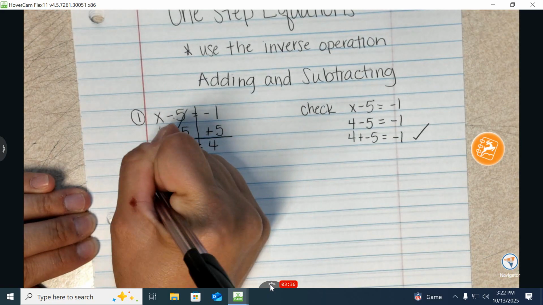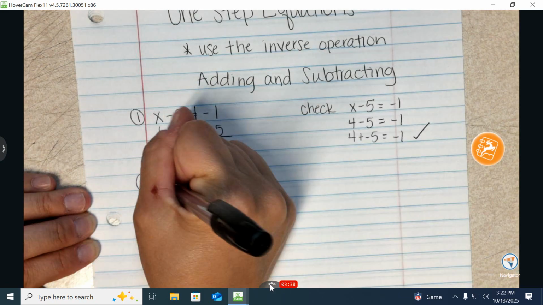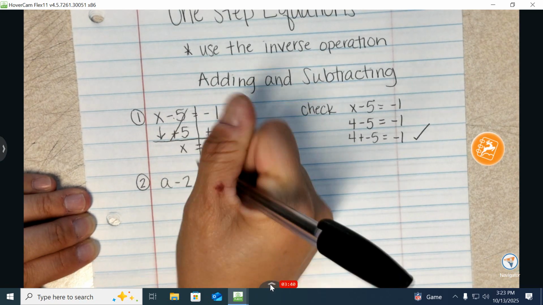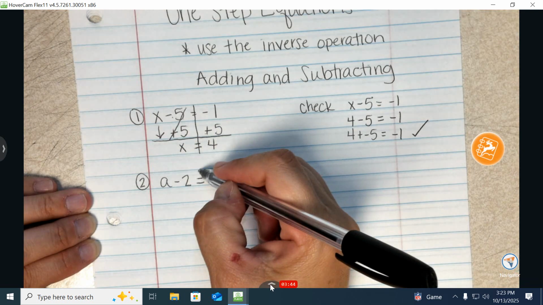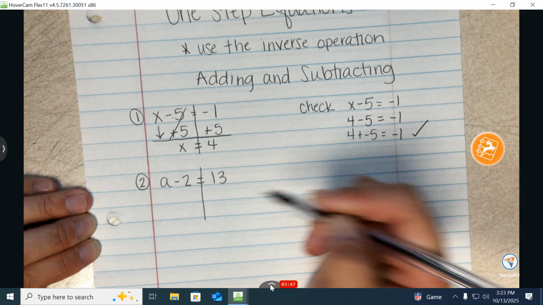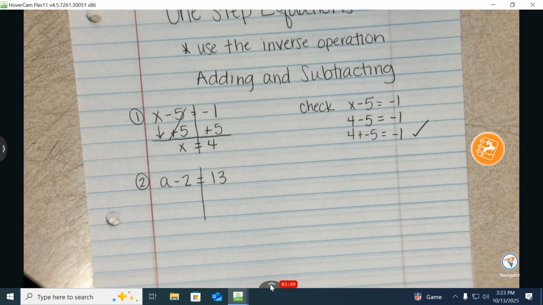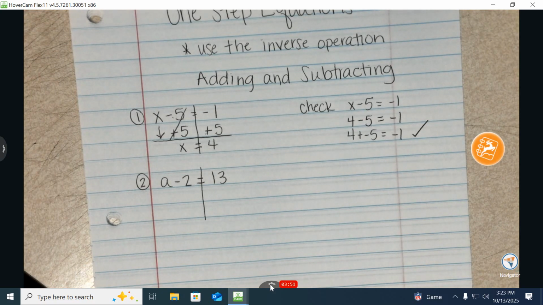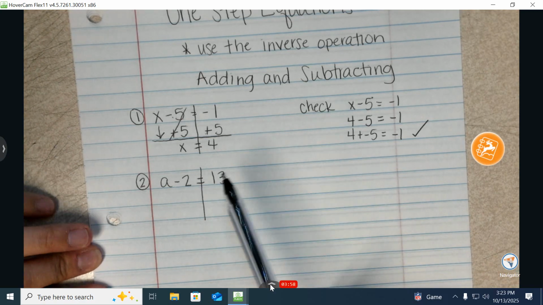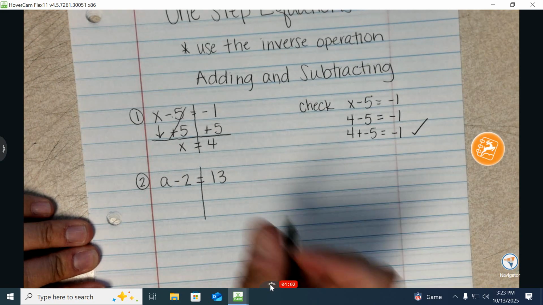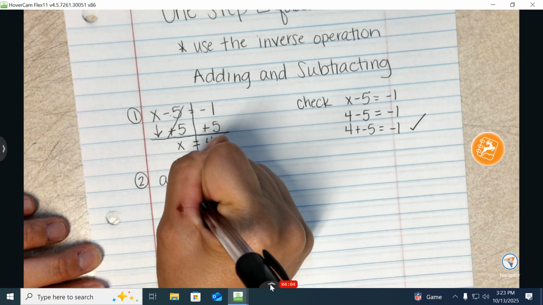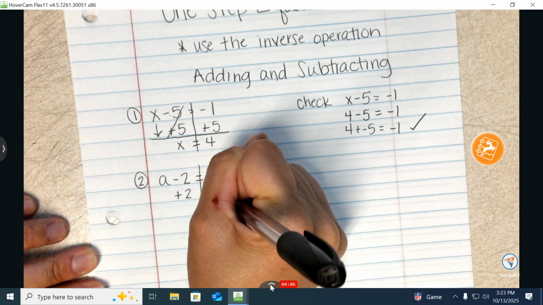Okay, number 2. A minus 2 equals 13. So go ahead and draw your line so that your equal sign stays in the same spot. Pause the video and complete the problem. Okay, so subtracting 2, the inverse or the opposite of subtracting 2 is adding 2. You got to add 2 to both sides.